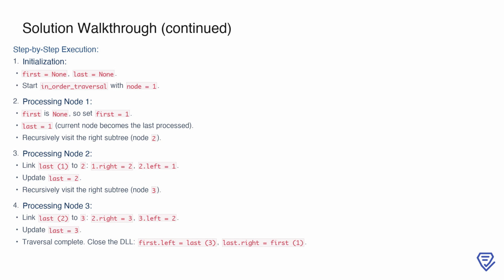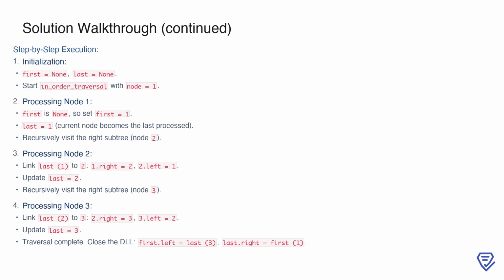In the next example, the binary search tree has a degenerate or linked list shape. The root is node 1, which has a right child of 2, and node 2 has a right child of 3. We start by initializing first and last to none and begin the in-order traversal at node 1. Since node 1 has no left child, we process it as the first node in the list. We set first to node 1 and last to node 1.